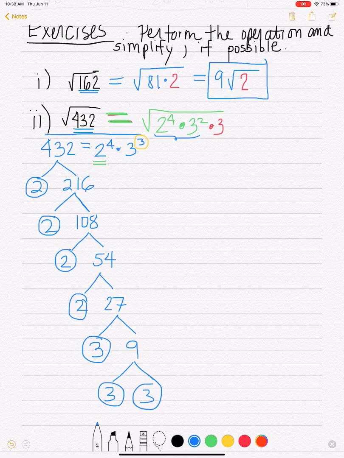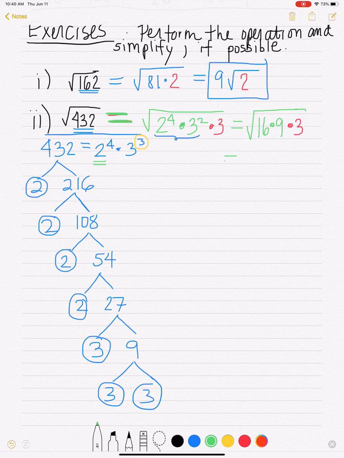3 squared. Now let's take 2 to the 4th. 2 to the 4th is what? 16. Let's take 3 squared, that's 9. And then we have times 3. Now, in jail right now we have 16, we have 9, and we have 3.